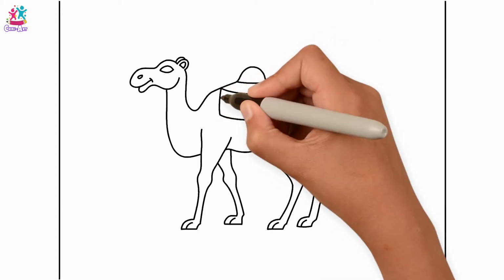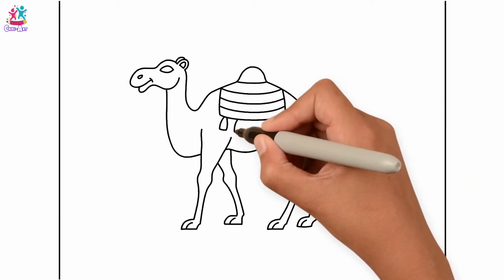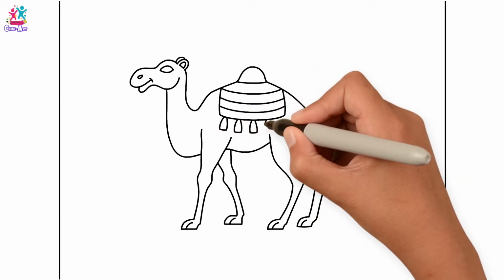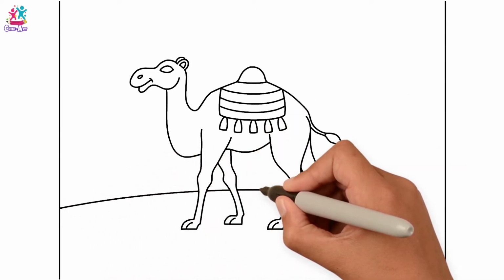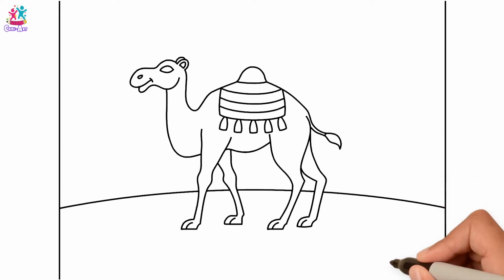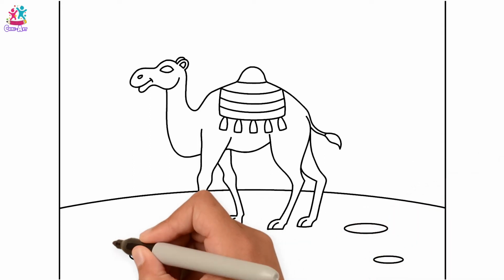Our saddle. A few stripes here and there. Tassels. 1, 2, 3, 4, 5 of those. Now let's draw the desert surroundings. We're going to draw a few little rocks here and there.